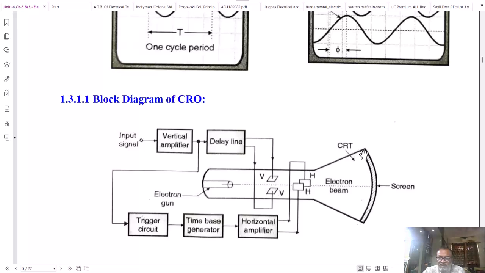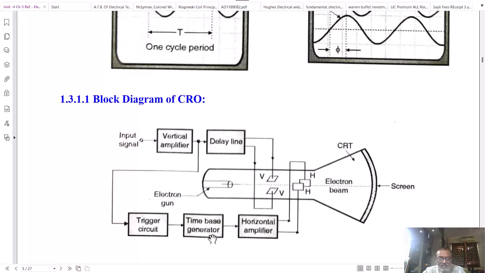This is basically a glass surface on which a phosphorus coating is applied. The property of this phosphorus is that whenever electrons strike the phosphor with kinetic energy, they give the kinetic energy to the phosphorus atom, and that phosphorus atom now emits photons, and therefore we will see a light on the screen. We will see the detailed operation of the CRT in the next topic.